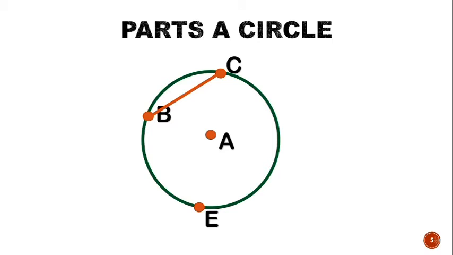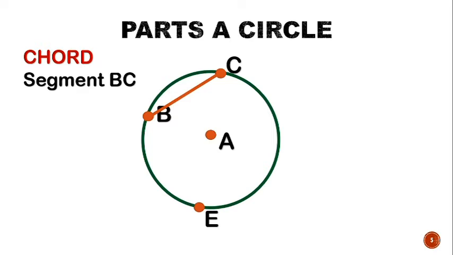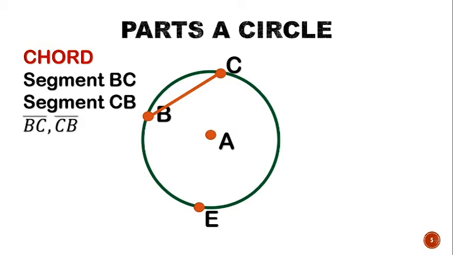Let's draw a line between B and C, and that is what you call a chord. It's read as segment BC, or pwedeng pagbalik ta rin, segment CB. Paano naman siya isusulat? Okay, horizontal line above the letters BC or CB.